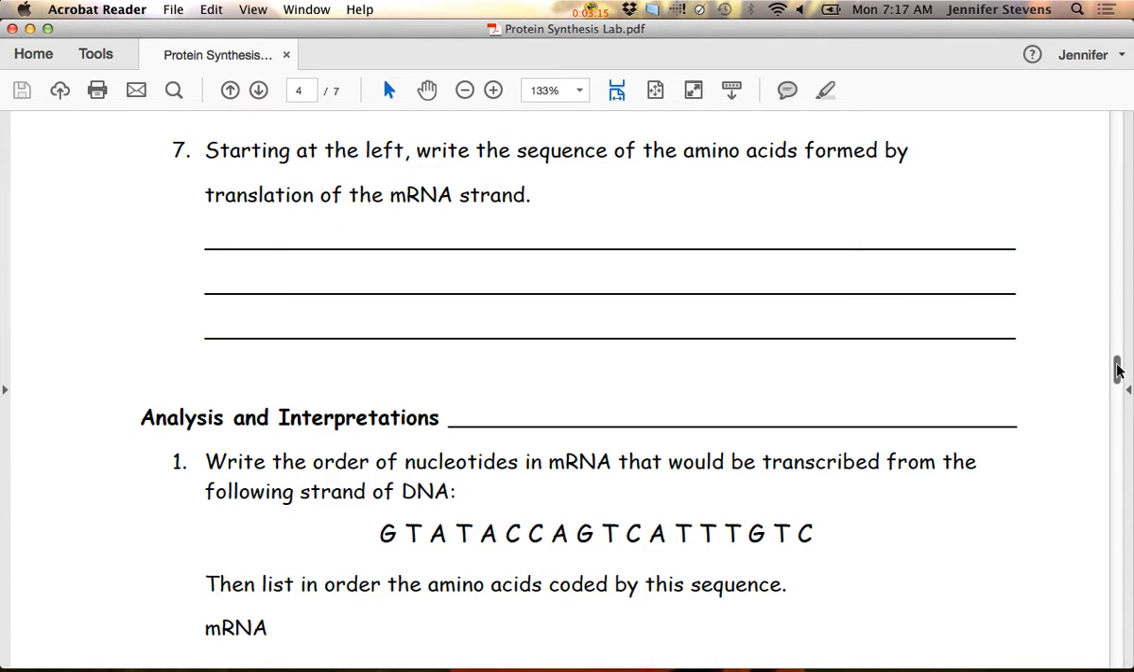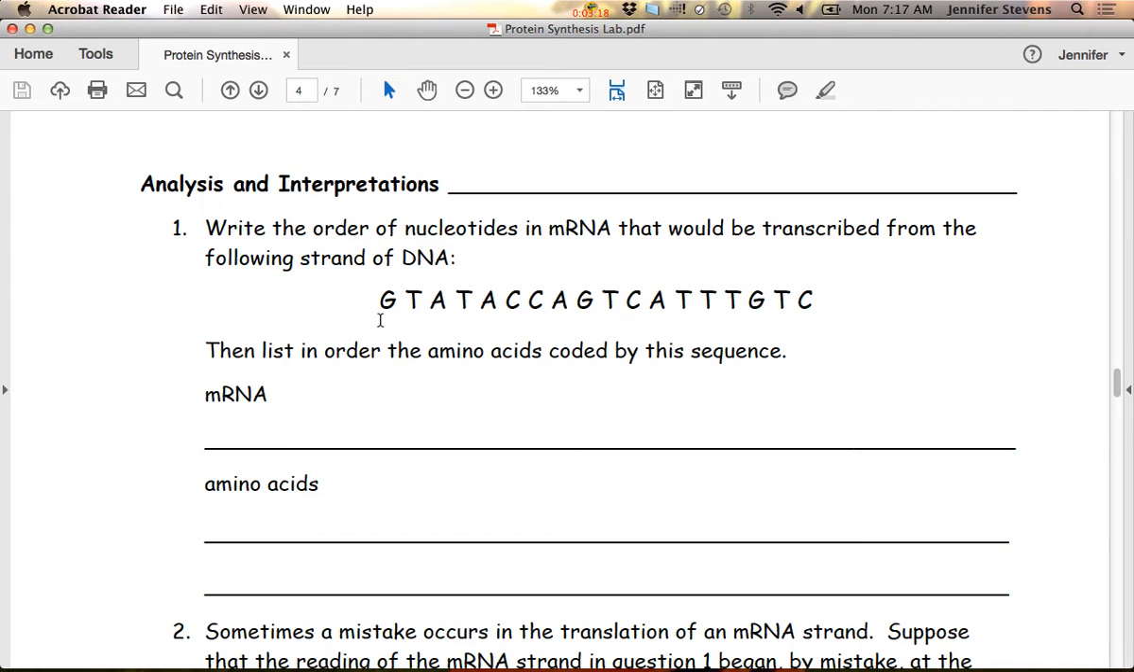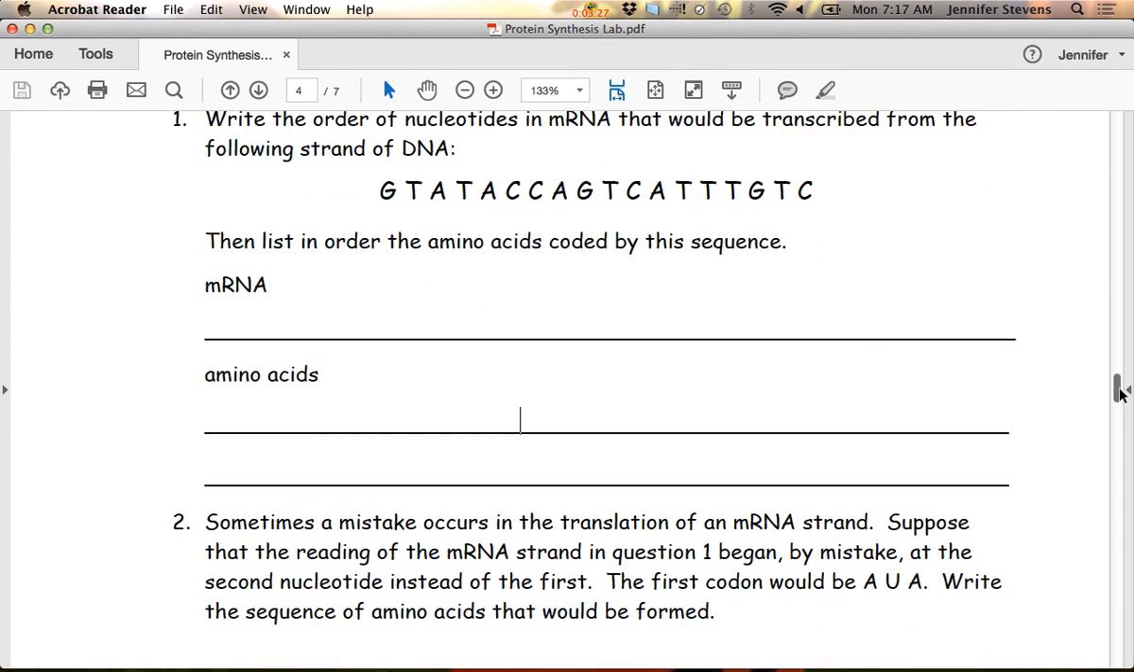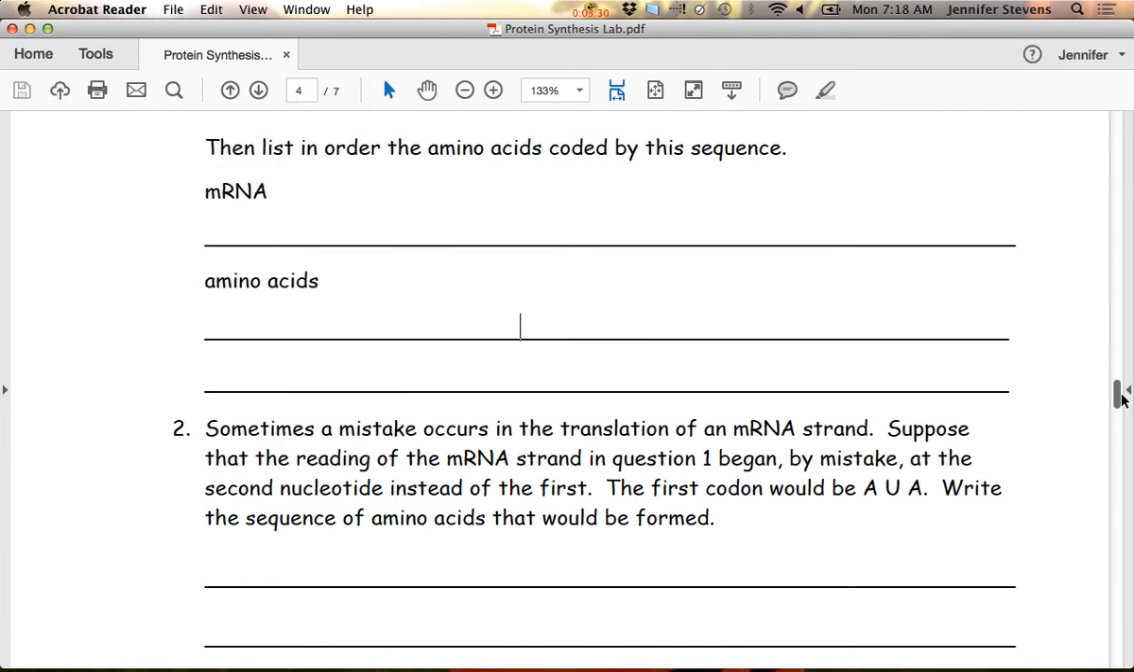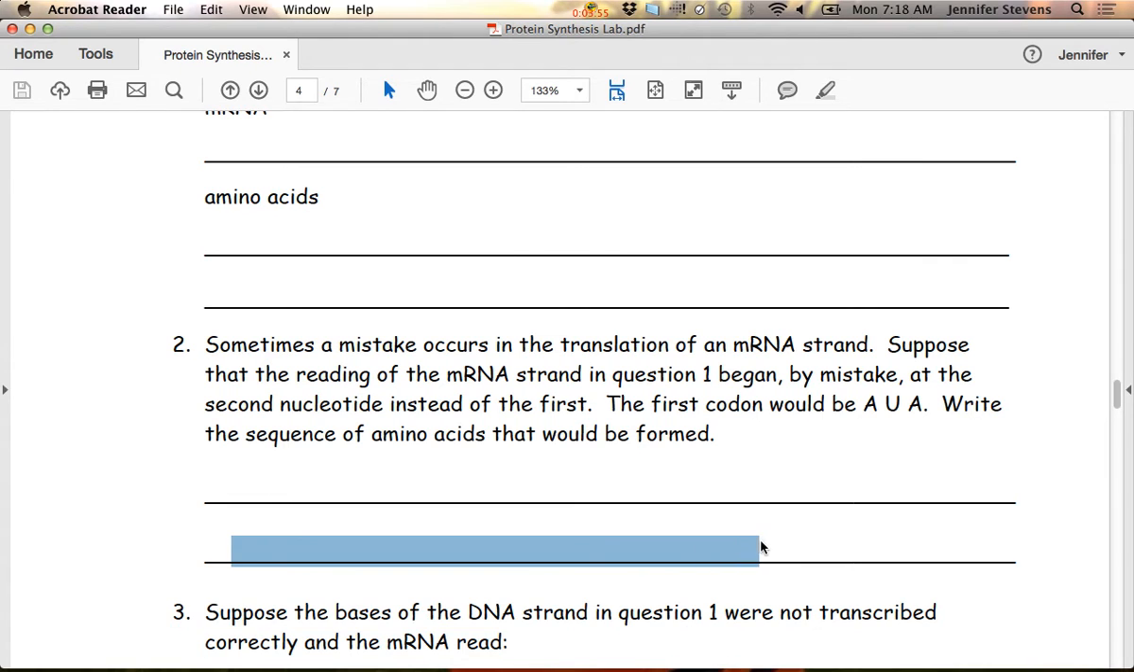Then you're going to get into your analysis and interpretation. So this is a strand of DNA, and then you're going to list the mRNA, and then you're going to translate that into the amino acids. Now, this one confuses people. Basically, you take your messenger RNA strand that you did here, and you're going to delete off the first base. So the first codon would be AUA. What I would suggest is that you write the new codon sequence here, the new mRNA, and then put your new sequence of amino acids down below.